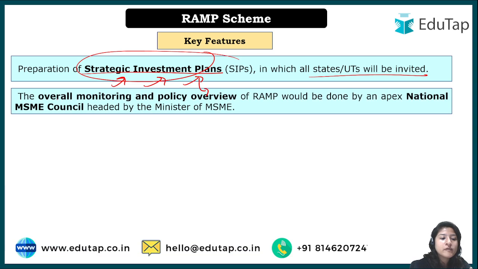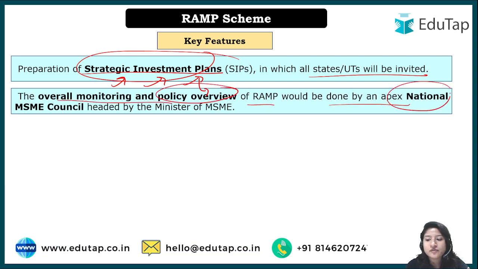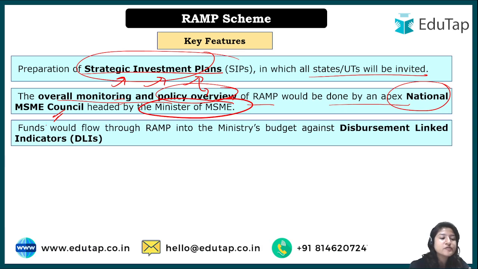Next one is the overall monitoring and policy overview of RAMP will be taken care of. So one apex body will be made, that is a National MSME Council. It will be established to take care of the overall monitoring and policy overview. And this National MSME Council will be headed by the Minister of MSME. Do remember this. Okay.